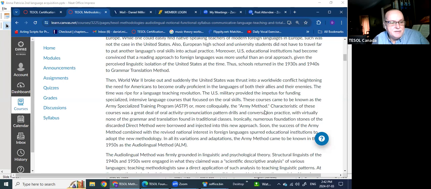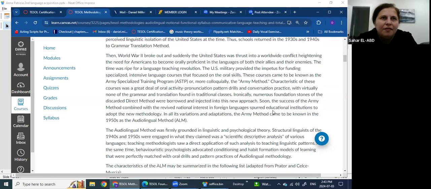Right, so that's the Army method. They use a lot of oral activity, pronunciation pattern drills and conversation practice, with virtually none of the grammar and translation found in traditional classes. So the grammar translation method is out the window with this Army method, this audiolingual method. Even native speakers often don't pay attention to grammar.